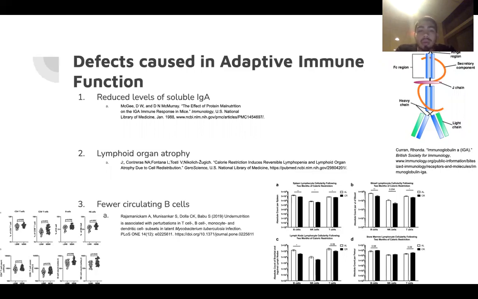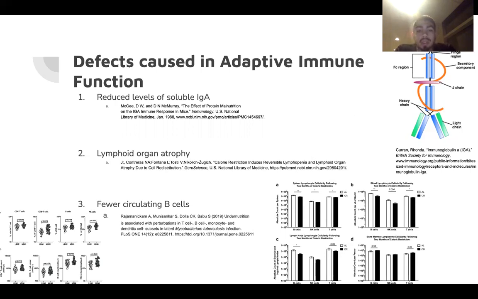The second one that we want to go over is lymphoid organ atrophy. So it was a study conducted on mice with short-term caloric restriction, and it was found to have lowered lymphocyte cells in various lymphoid tissues. And we have the diagram in black and white down below showing how those numbers were actually lowered in the lymphoid tissues.